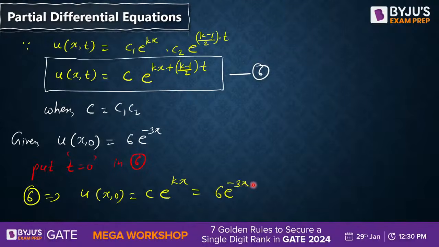So on comparing both sides, we get c equal to 6 and k equal to 3. After getting these values of c and k, put them in equation number 6.